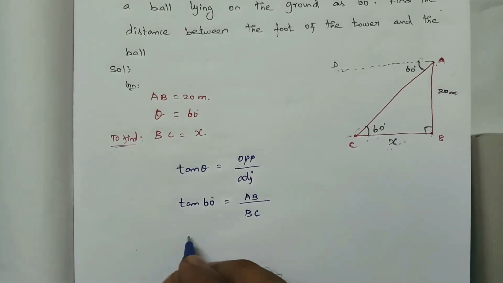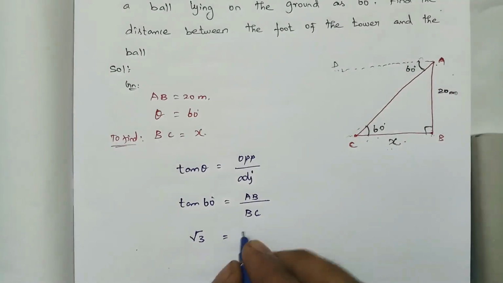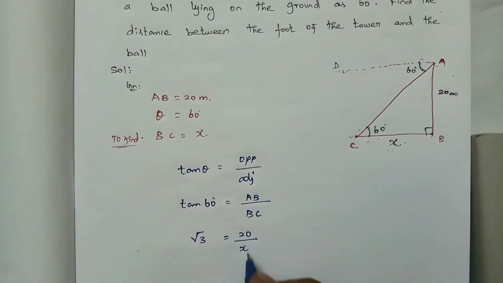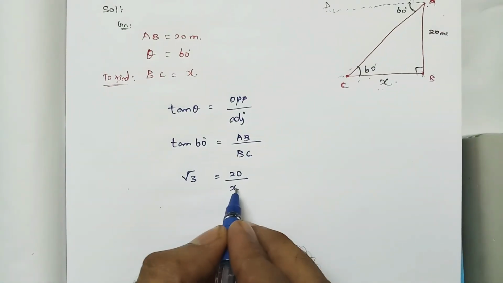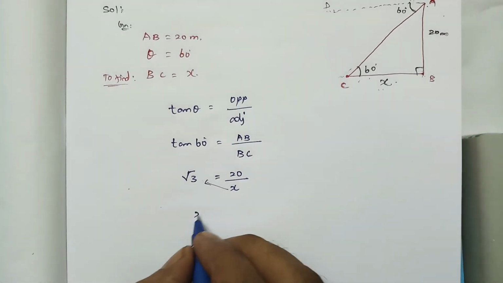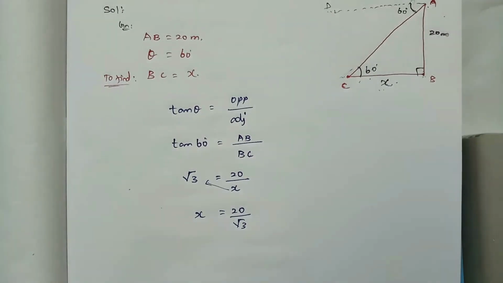What is the value of tan 60? Root 3 is equal to AB, which is 20 meter, divided by BC, which is x. I'm bringing this x to the LHS and root 3 to the RHS. Then x is equal to 20 by root 3. Understood?